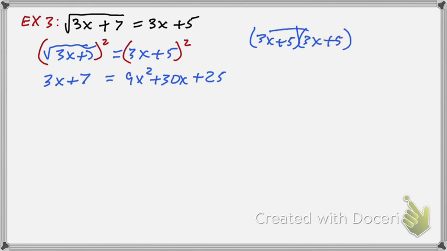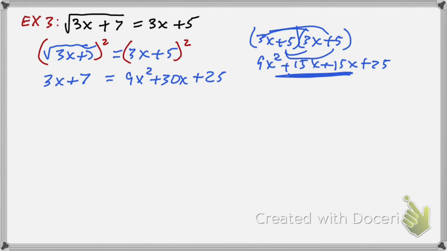And so I do this and I get 9x squared. I do this and get 15x. I do this and get 15x. And I do that and get 25. Well, these two add together to give me 30. So either way, I should get the same thing. If you're more comfortable foiling it, by all means foil it. But if you see the pattern that that's going to be a perfect square trinomial, you can use that. Okay, so I'm down to here.